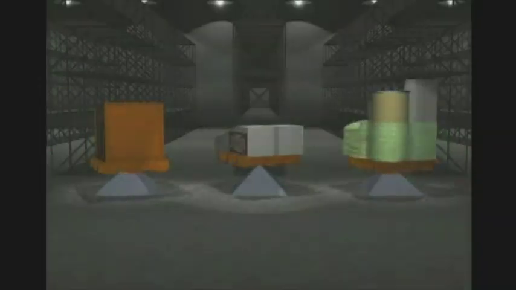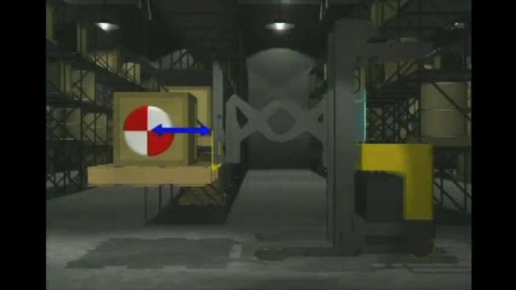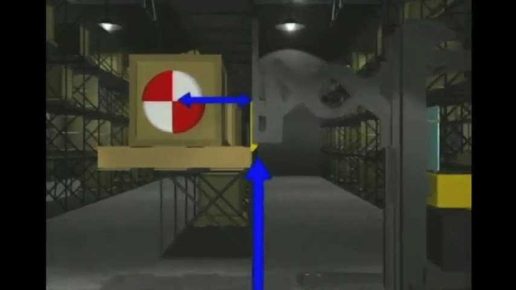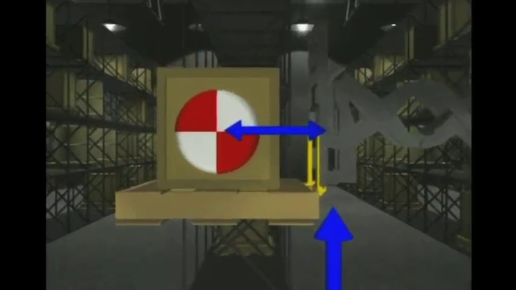You will often hear the term load center. The load center is defined as the distance from the face of the forks to the load center of gravity. Most lift trucks are rated to lift a specific weight to a specific height at a given load center, usually 24 inches. That means the load's center of gravity must be 24 inches or less from the face of the forks in order for the truck to lift its rated capacity.